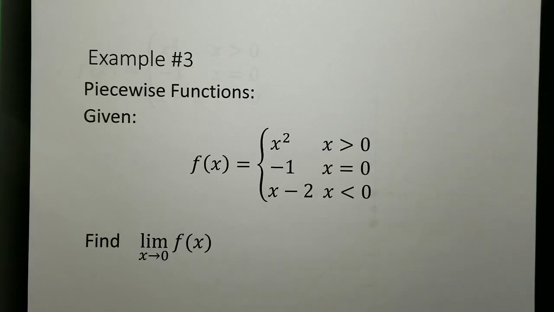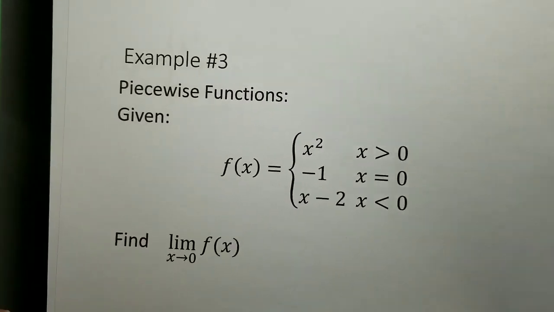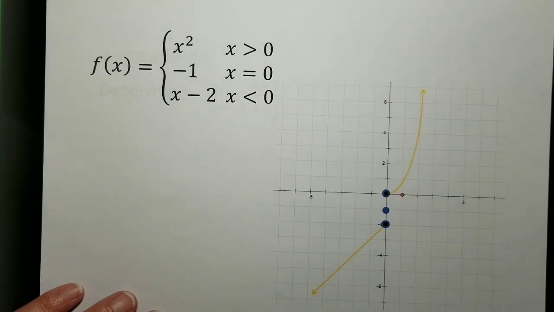So here we've got another piecewise function. This is one of the reasons we reviewed that in day 1. We have f(x) = x squared, a nice simple parabola, for x greater than 0, and f(x) = -1 for x equals 0, and f(x) = x minus 2 for x less than 0. So what we want to find is the limit as x approaches 0 of f(x), and see what we see here. I have done a graph of this.